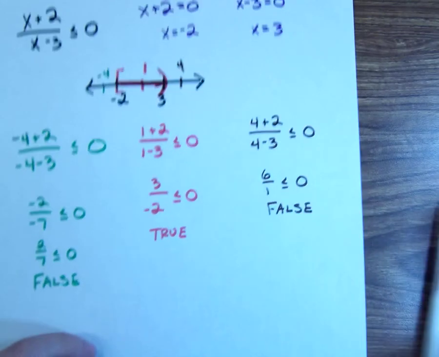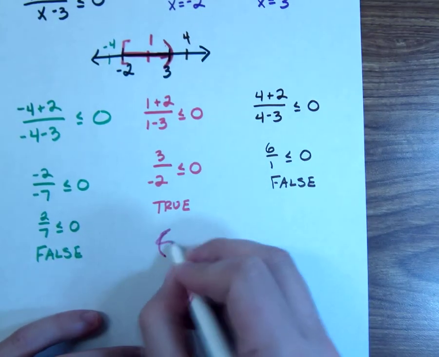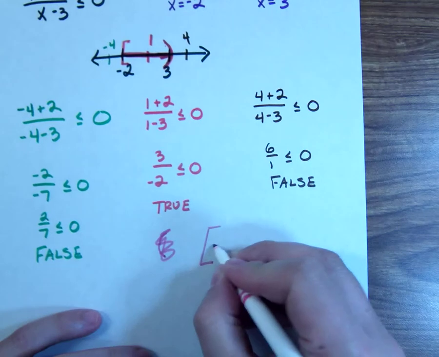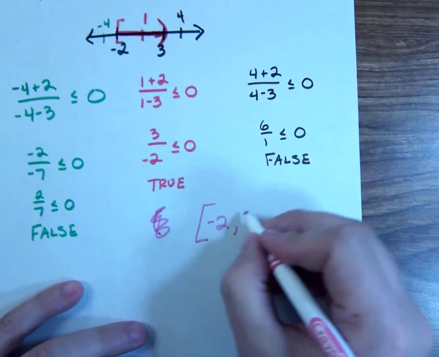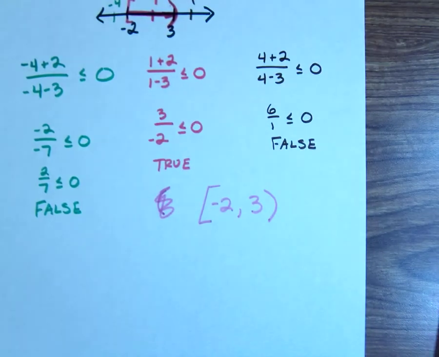So when you write your answer, you have to write it such that there is a bracket on the negative 2 and a parenthesis on the 3. Even though the original equation had the equal to line, so you're thinking brackets. But it can't be 3. The answer can't be 3 because if it was, the denominator would be 0 and that would be bad, okay?